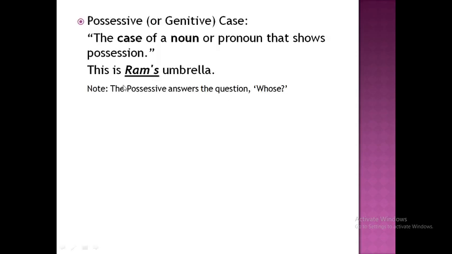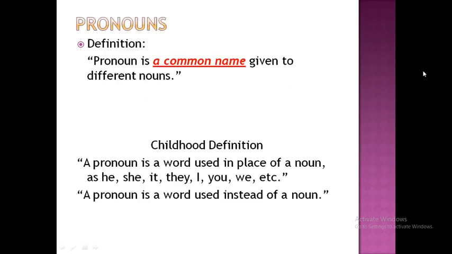And the last one is possessive or genitive case. The case of a noun or pronoun that shows possession, अधिकार show करते हैं, is considered to be in possessive case. This is Ram's umbrella. With the help of an apostrophe s, the umbrella is related to the name, that is Ram's umbrella. So this is in possessive case. So these were all three different cases of noun.